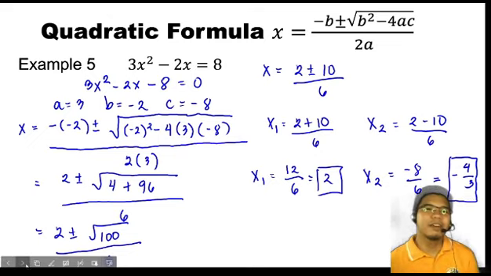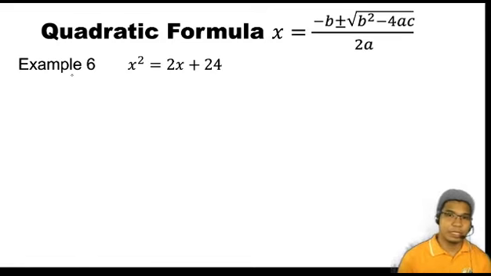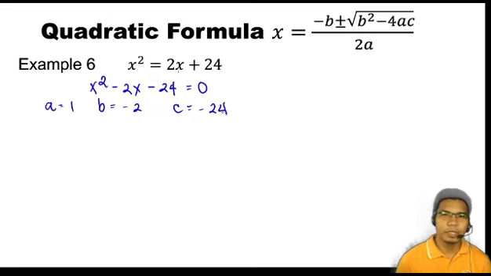And we are down to our last example. Again, pwede nyo na akong sabayan sa example number 6. Okay, so gawin muna natin tong standard form. Lipat natin yung 2x and 24 to the left side. So we have x squared minus 2x minus 24 equal to 0. So let us now proceed with getting the values of a, b, and c. Last na to. So a is equal to 1, b is equal to negative 2, and c is equal to negative 24. Okay, substitute na natin.